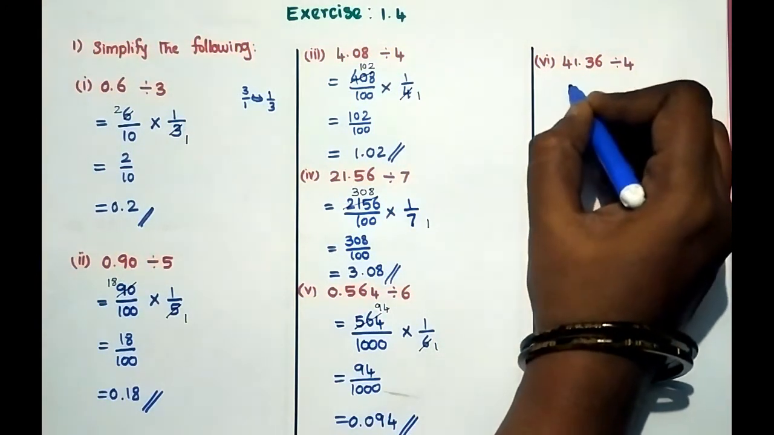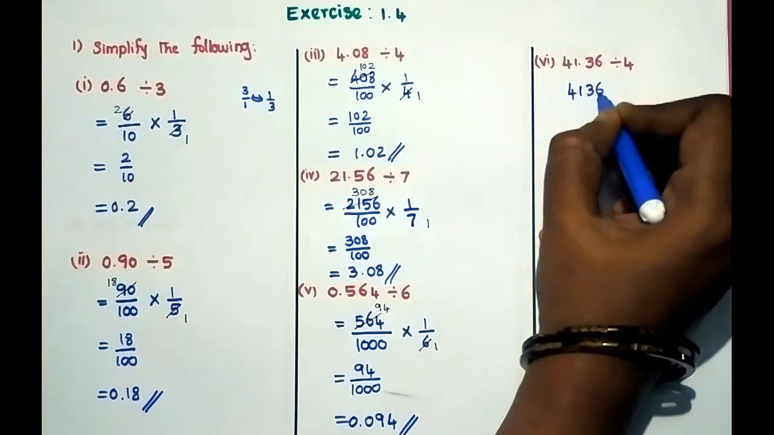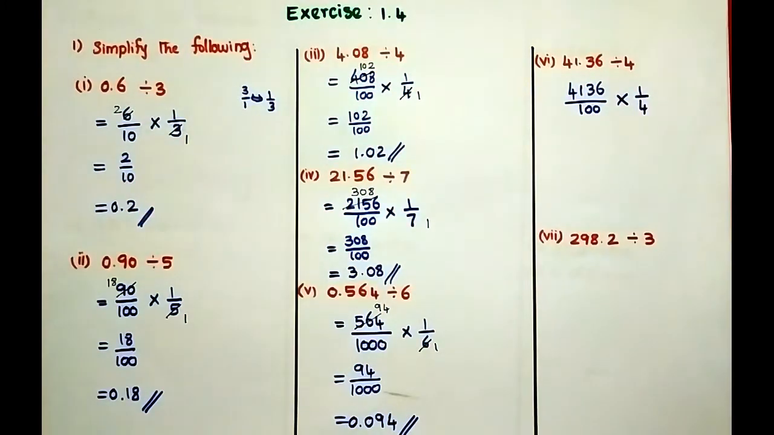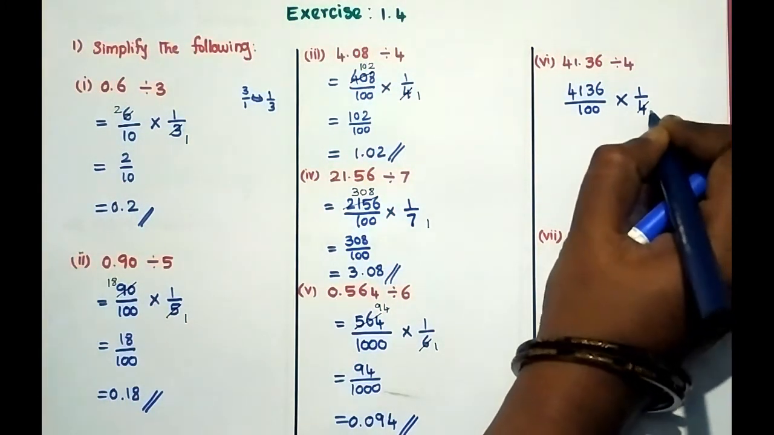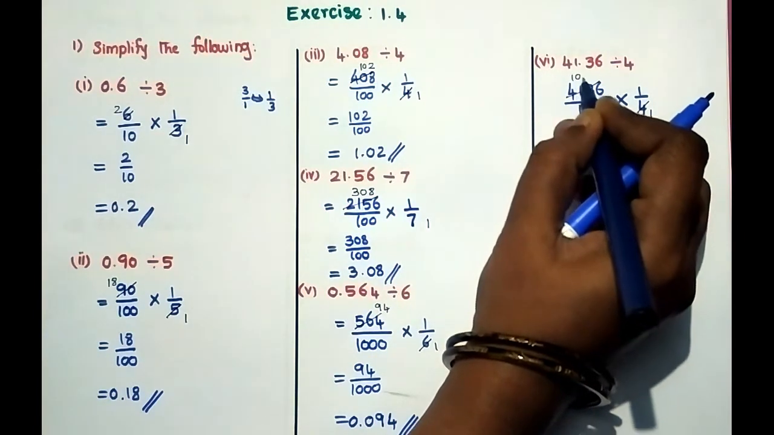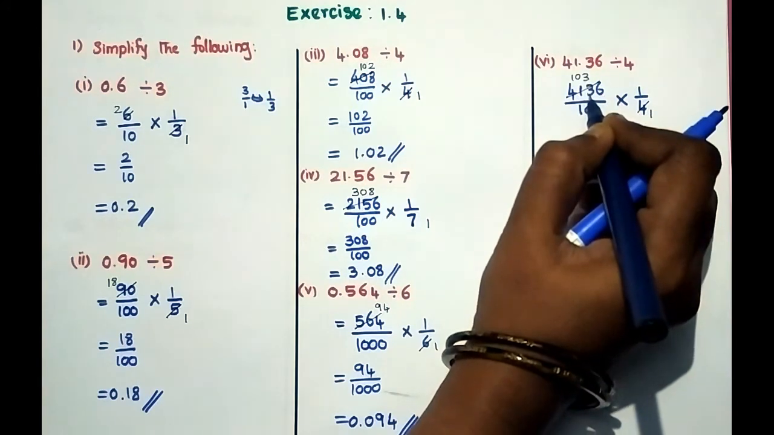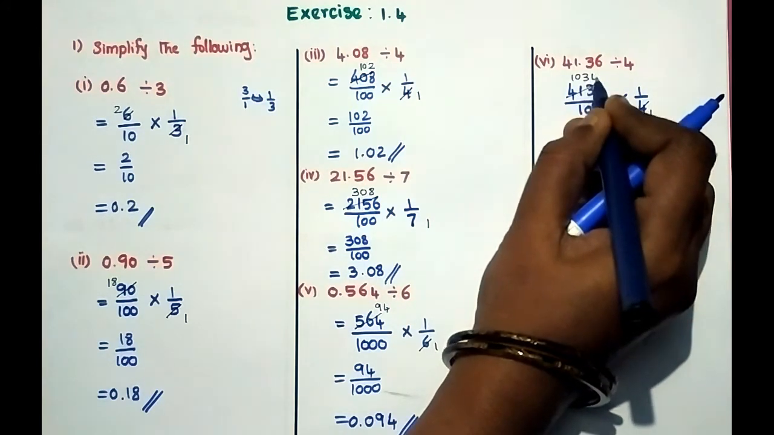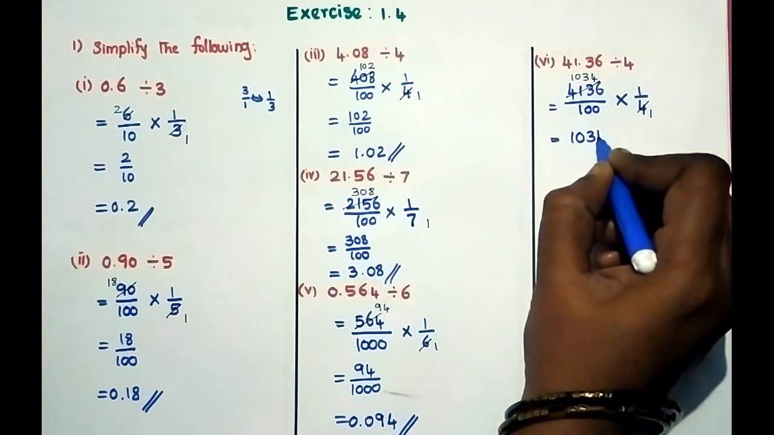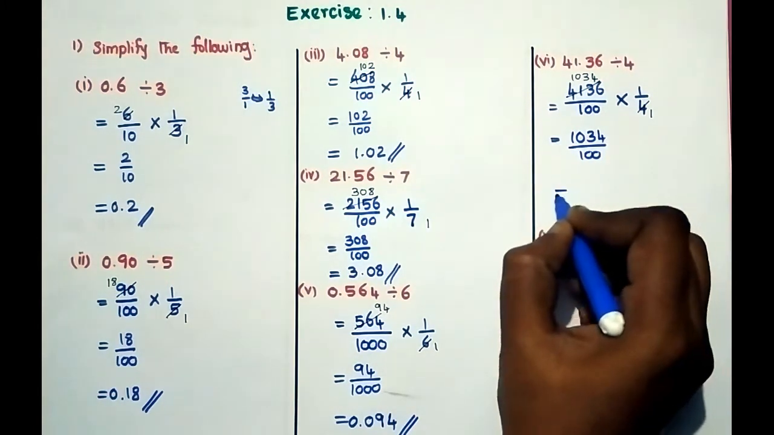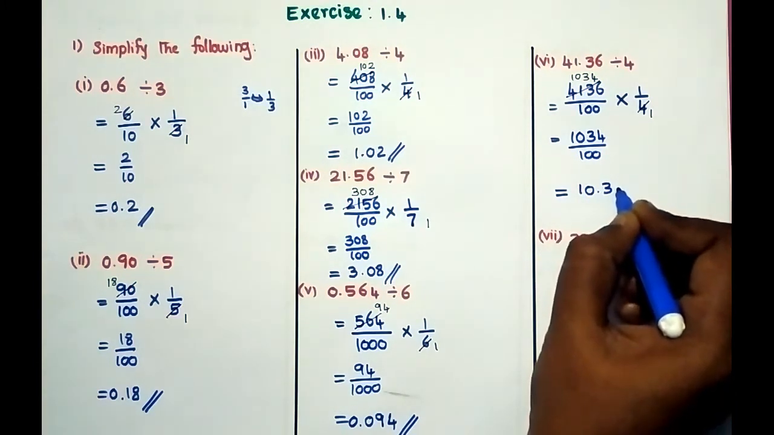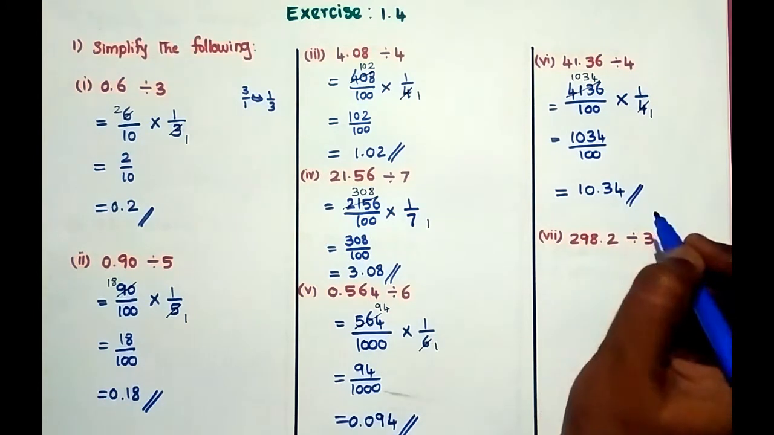Next one, 41.36 divided by 4. So 4136 divided by 100 into 1 by 4. Cancel these numbers. 4 1 is 4. Here 4 tens are 40. Balance 1. It becomes 13. 3 fours are 12. Balance 1. It becomes 16. So 4 times. 1034 divided by 100. So before 2 digits we have to keep the point. 10.34 is the answer.